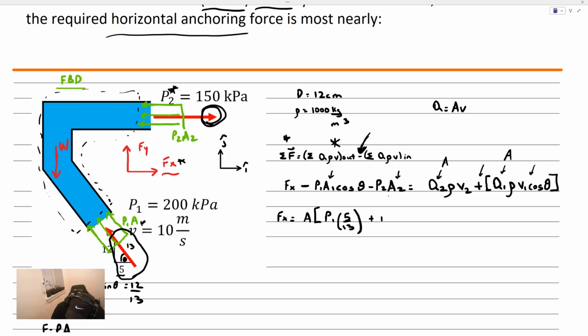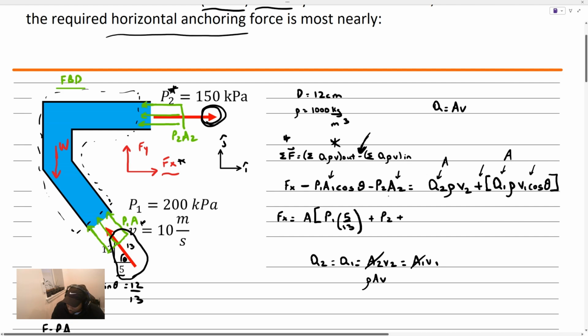And then plus P2, the A is just, I already factored that out, plus, now Q2. Q2 and Q1 are exactly the same. That's from conservation of mass. We know they're equal to A2 V2, which is equal to A1 V1. Now A2 and A1 are exactly the same. That means V2 and V1 are the same. We didn't use mass flow rate here because we're dealing with the liquid system, and in a liquid system, the density is going to be constant. Instead of looking at rho AV, we just looked at the volumetric flow rate, which is AV.